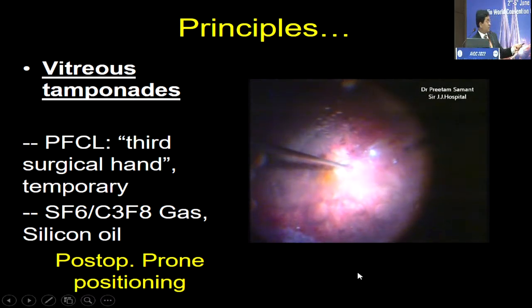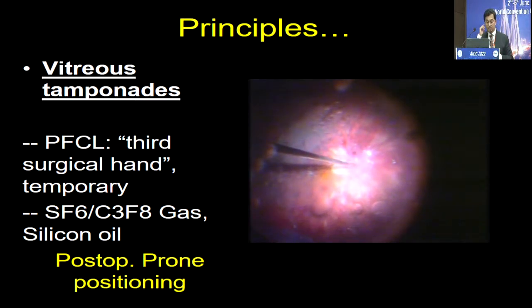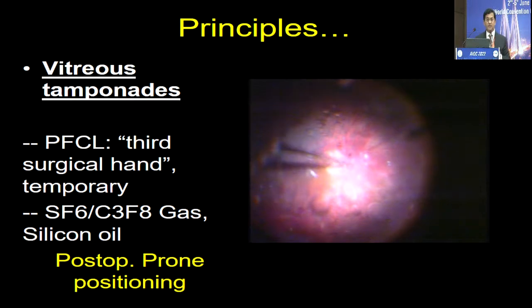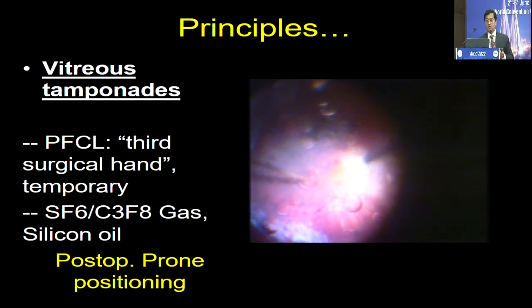Now this is the end of the surgery where you are removing the PFCL while injecting the silicone oil. That is called PFCL silicone oil exchange. Finally, once the tamponade, the permanent tamponade, you can either use a gas or SF6 in these RDs, or a silicone oil. That is the permanent tamponade, and you do a post-op prone position.